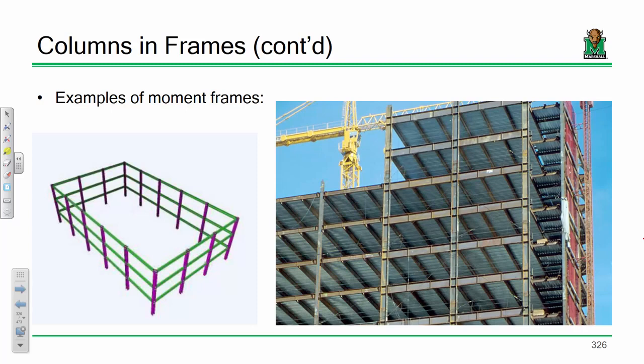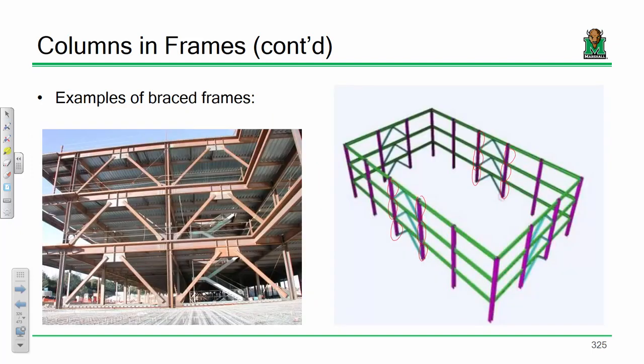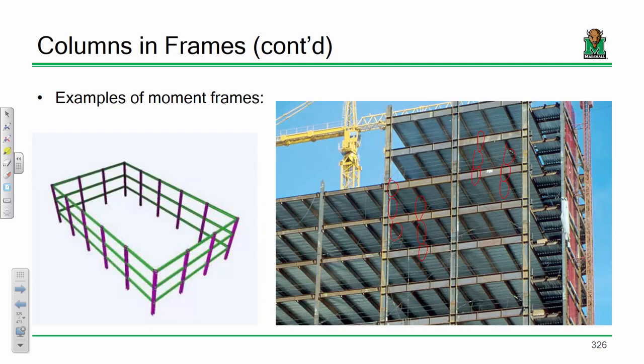That's because these columns and beams are that lateral load resisting system. This is a moment frame. The difference, obviously, between a brace frame and a moment frame is that the brace frame includes these actual physical braces, whereas the moment frame just uses these stockier beams and columns to resist that load.